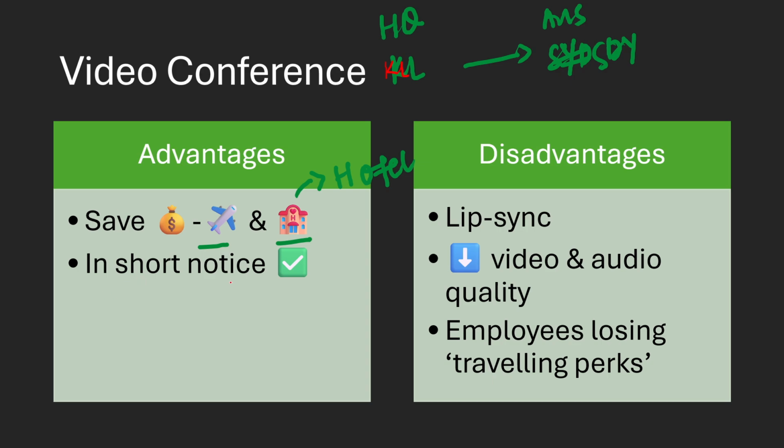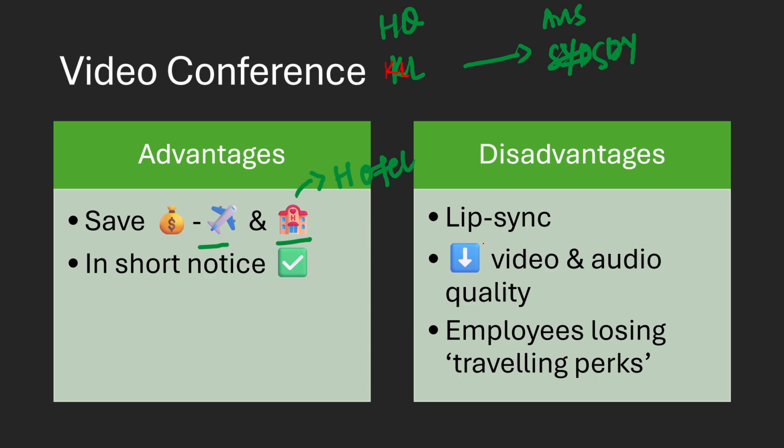And it can be held in short notice because if you're traveling, you need 1 day to travel, then the next day to come back. You're losing 3 business days there. And then, in order to have that meeting, you need to book your flight ticket in advance. But with video conference, you just say, okay, can we have a meeting next week? Then immediately you can have it. It's short notice, huh? It's not immediate because it will clash with the time difference.